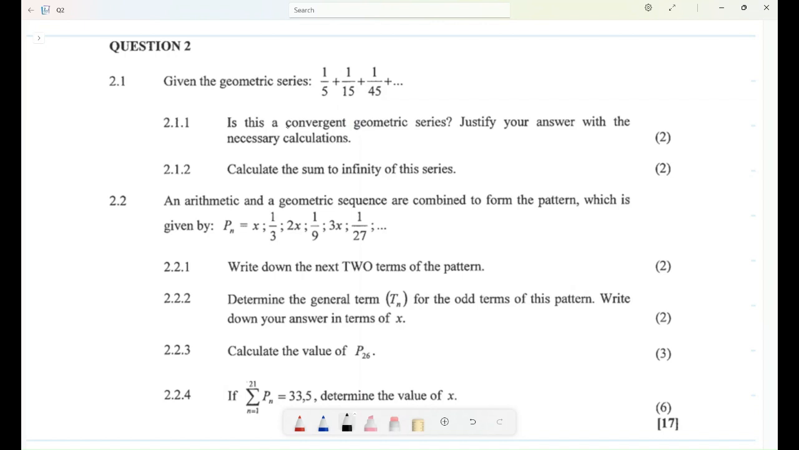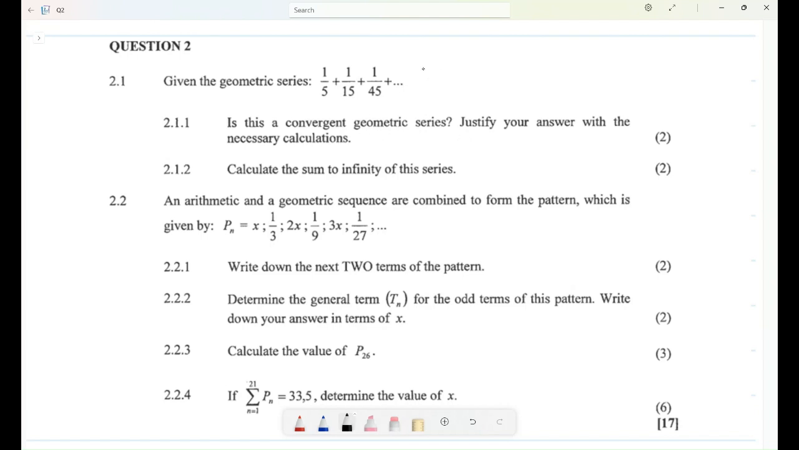Now, 2.1.1 says to us, is this a convergent geometric series? Justify your answer with the necessary calculations. What you should ask yourself is, what condition is required for a series to converge? It is when the value of r is between -1 and 1. If you can find the value of r and prove that it is between -1 and 1, then we can say, therefore, the series is converging. All right, it is a convergent geometric series.